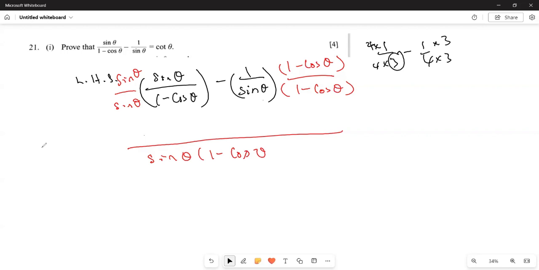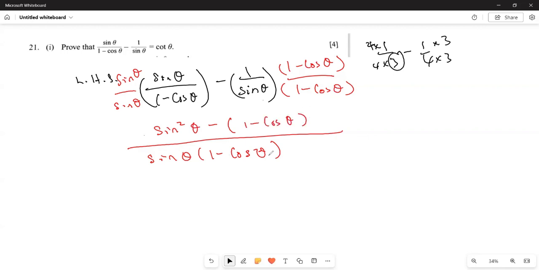Yes or no? Sorry, I'm not very used to the tablet. My handwriting is not good. Okay. Now, what do you get after that? You get sine squared theta minus bracket 1 minus cosine theta.